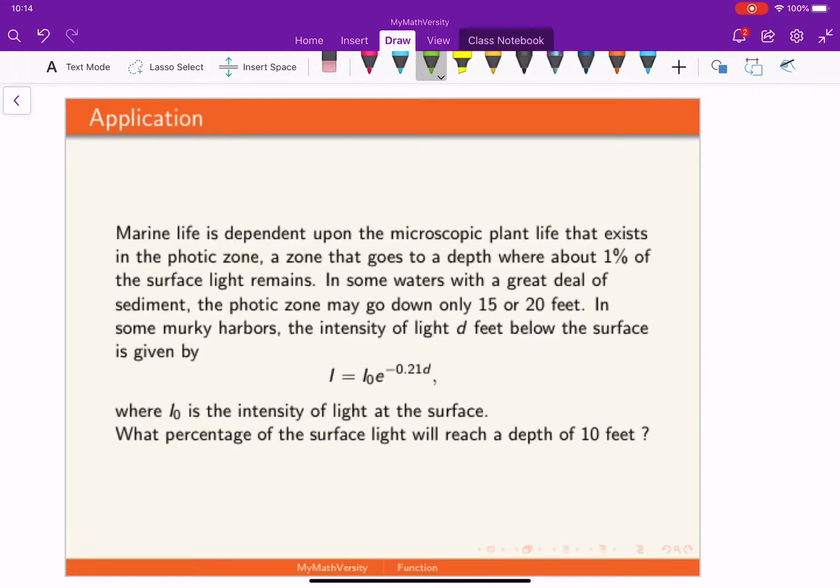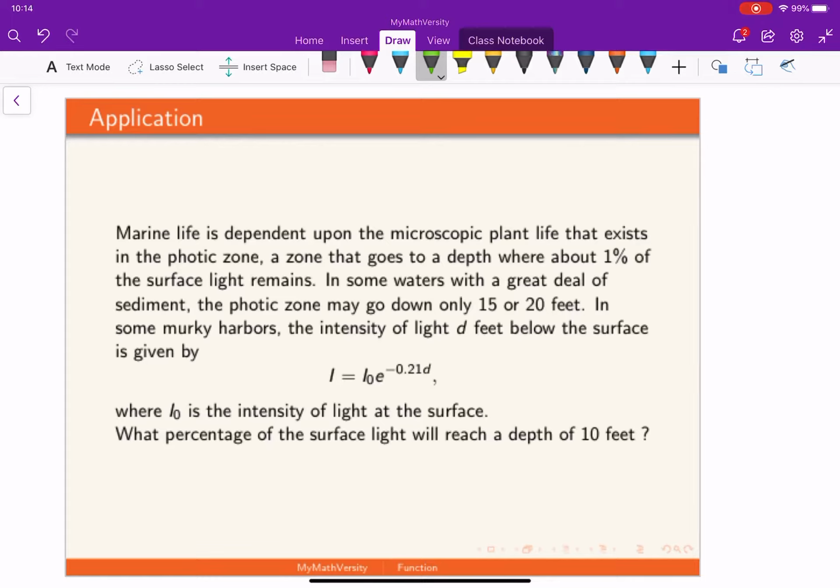Marine life is dependent upon the microscopic plant life that exists in the photic zone. The photic zone goes to a depth where about 1% of the surface light remains. In some waters with a great deal of sediment, the photic zone may go down only 15 or 20 feet.